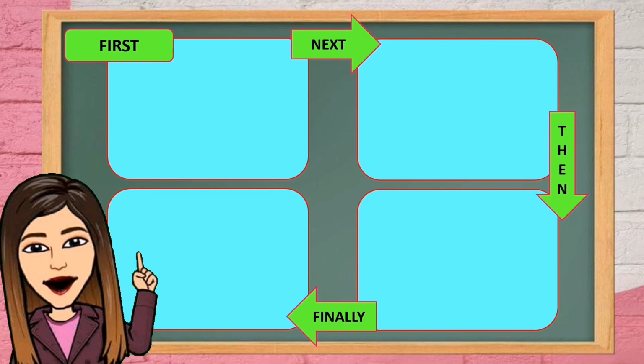Use this graphic organizer to arrange the events and to form a story. So what do you think will happen first, next, then, and finally?